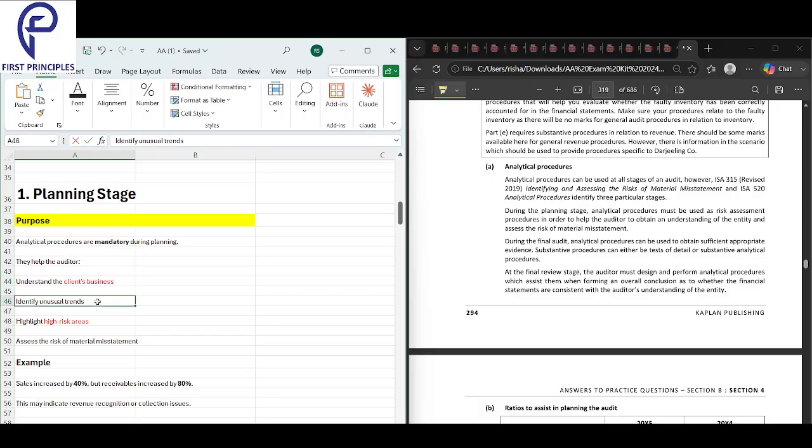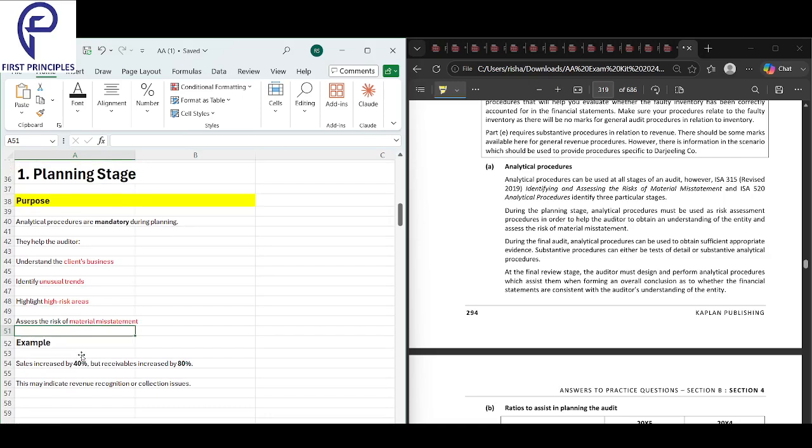Next, it will help us in identifying any unusual trends. Next, it will help us assess the risk of material misstatement. Okay, these are the benefits of using analytical procedures in the planning stage of the audit.